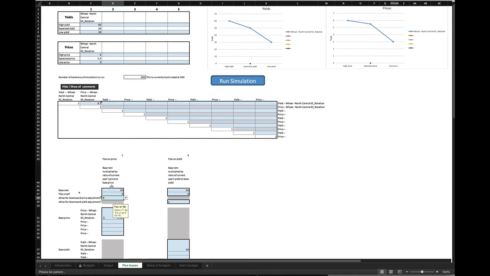Another farmer was saying, I want a higher base rent, but then I'm willing to adjust my rent both upwards or downwards. So if you want to allow for downward adjustment, you put a yes there. If you don't want downward adjustment, put a no there. Same thing on the yield side. You may want to adjust flexing for only higher yields, or maybe allow for flexing both upward and downward here. So again, you can incorporate that by doing it this way.